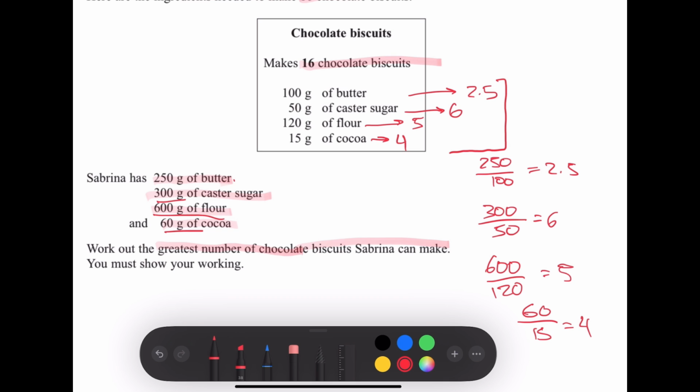that's how many times we can use it, because these always have to be the same. Even though your butter ran out, you can't start making just cookies with sugar, flour, cocoa. You always need butter. So it seems like we can just make 2.5 batches of 16 biscuits per batch.